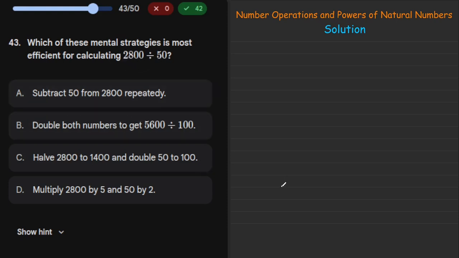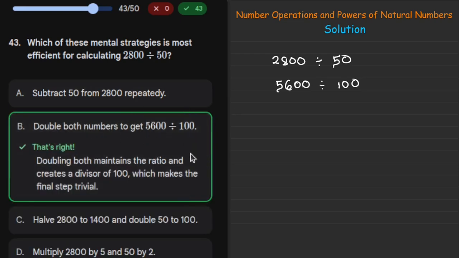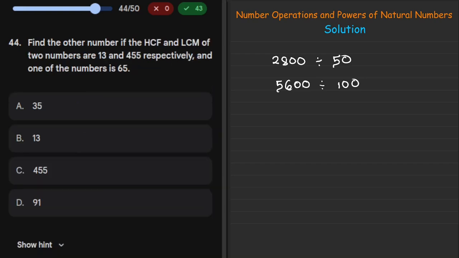That divided by 100. We know when it comes to division by 100, it is very easy. So this is what I mean. We have 2,800 divided by 50. So all we are going to do is to multiply this by 2, so that it becomes 5,600. Then you multiply this also by 2, which then gives us what? 100. You see? So our answer is double both numbers to get 5,600 divided by 100.